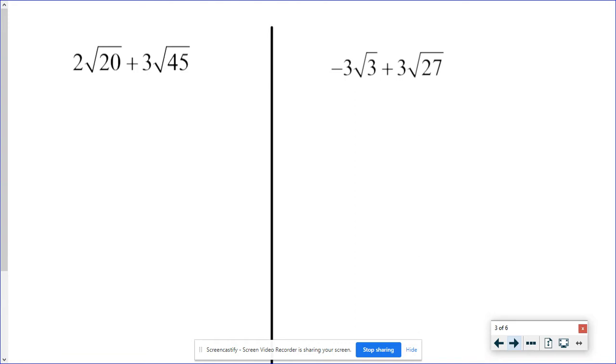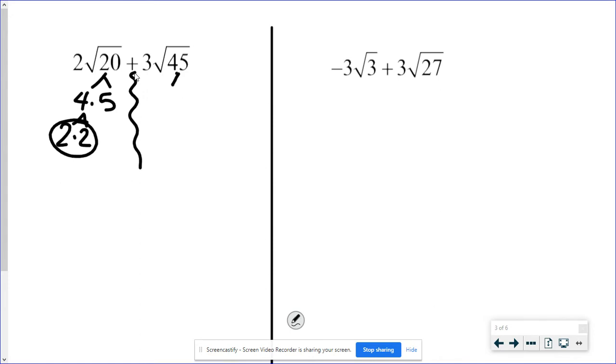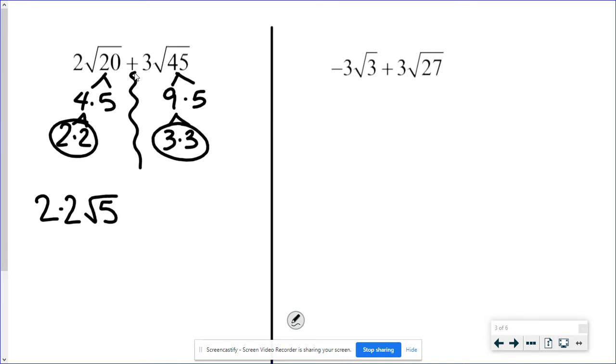We just did another problem with 20 and 45, right? We're trying to keep it so that we're getting those like terms. So 20 would be a 4 and a 5, and there's a pair of 2s. The 45 is going to be a 9 and a 5, and there's a pair of 3s. So I have the 2 that was on the outside of the rad 20, and then the 2 that breaks out, rad 5 left over.